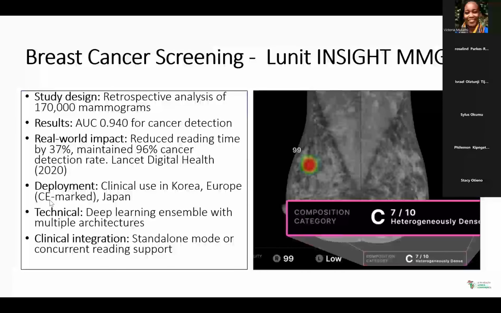In Europe, it got something called a CE mark. I think you remember the diabetic retinopathy tool Insight had FDA approval. In Europe, it had CE approval, so different levels of approvals. This used multiple architectures as the underlying foundation of the AI behind it. And it's designed either to be used standalone without a physician or in concurrent reading support. What that means is one physician and one AI tool looking and comparing.